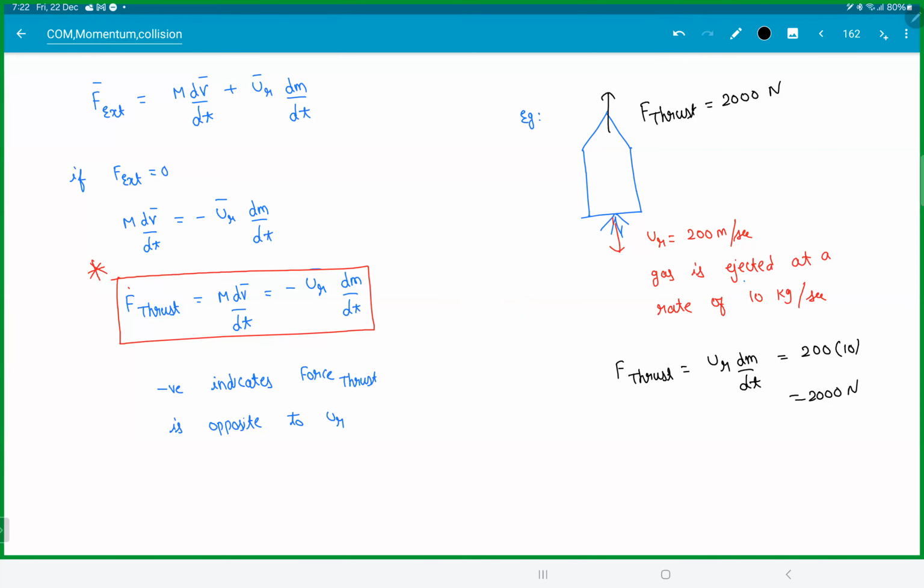Have a look at this. This is how rocket propulsion questions work. So main thing you need to know is this one. Whenever the gas is ejected out of a rocket, it will exert a force of ur into dm by dt. Let's see a problem on that. I think you'll get a better idea. Let's see.